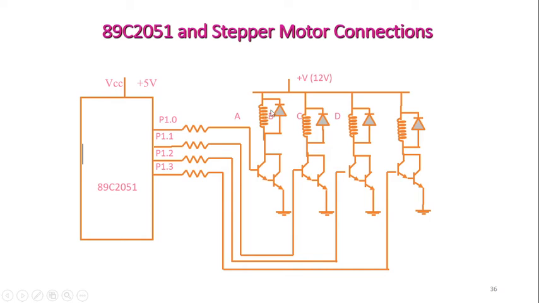So for that, we are supposed to provide a certain path. If you are not providing that path, it is going to damage the Darlington pair connection. To support that, you are supposed to connect one diode in parallel to our coils.